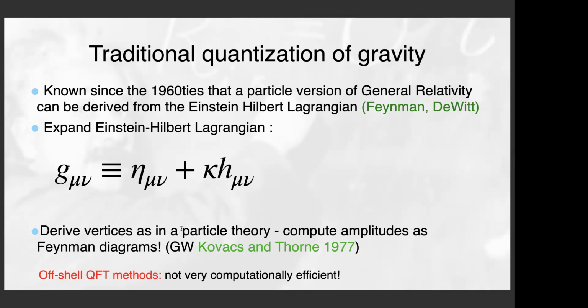That means you get an interaction, and you can derive vertices as in a particle theory, and you can basically compute physical scattering amplitudes using Feynman diagrams. And this has been used in the general relativity community for a long time.